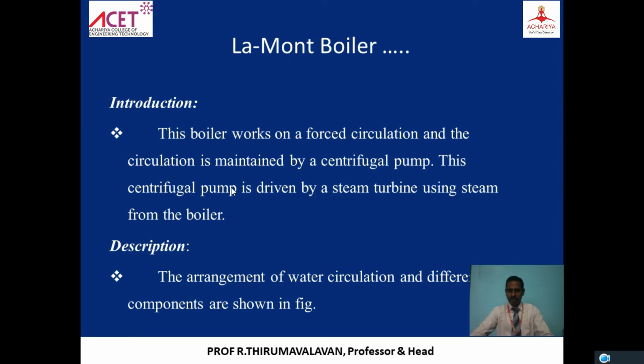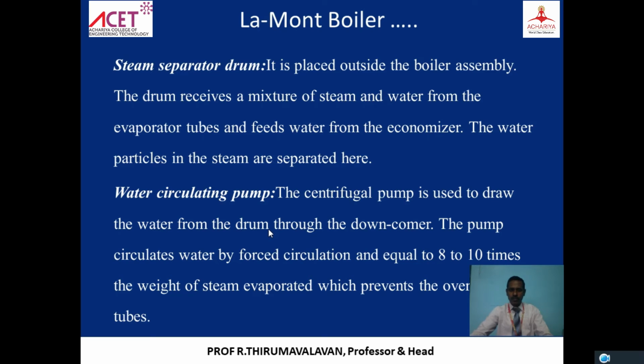Forced circulation. Centrifugal pumps are used to increase the pressure, so the water is going at high pressure. So it is a forced circulation boiler. The water is circulated, and then we will see the different components. What are all the components? The first is the steam separator drum. It is not kept inside the combustion chamber or inside the boiler. It is kept outside, at the side.